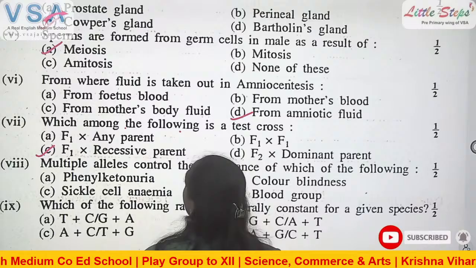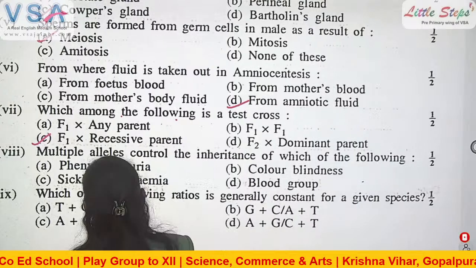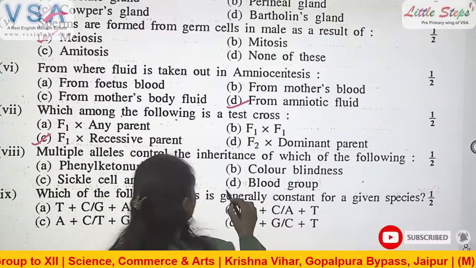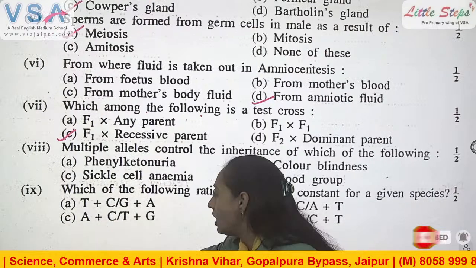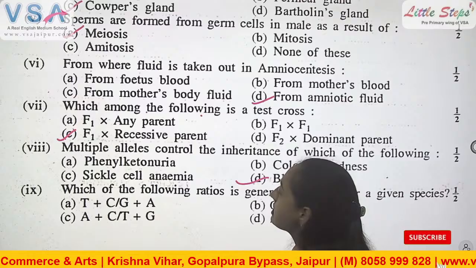So multiple alleles: phenylketonuria, color blindness, sickle cell anemia or blood group? So what will be the answer? The answer is blood group.